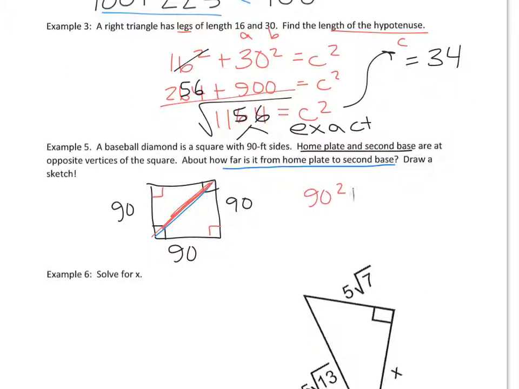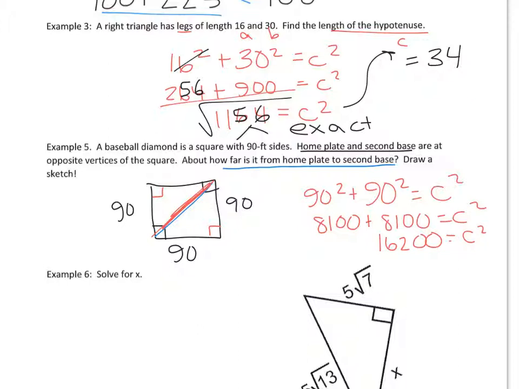So you do 90 squared plus 90 squared equals c squared. 90 squared is 8100, plus 8100 equals c squared. So I do 8100 plus 8100, which is 16,200 equals c squared. So I'm going to take the square root of this.